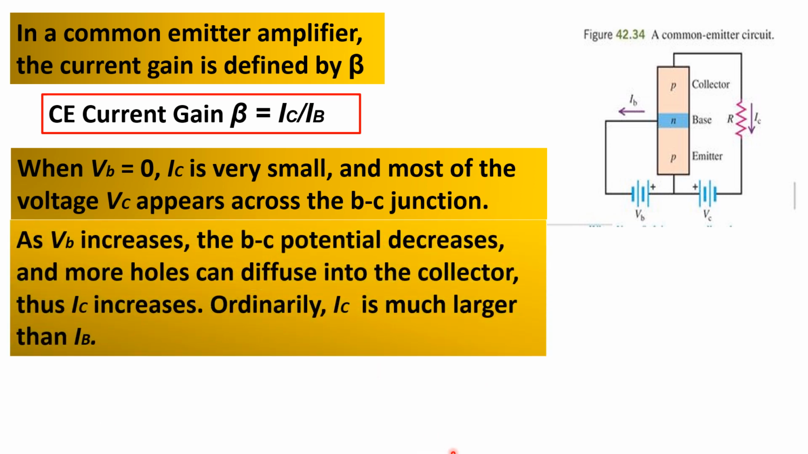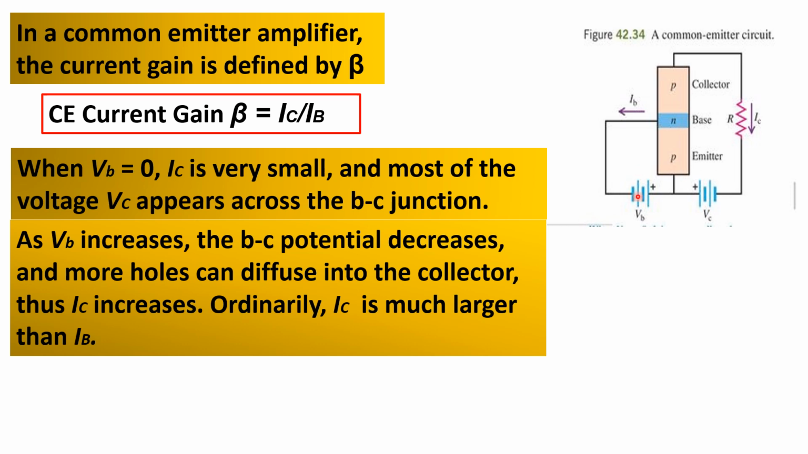When the voltage in the input, we label it as V sub B, increases, the base collector potential decreases. And therefore, more holes can diffuse into the collector. Okay. We're talking about the base collector junction.